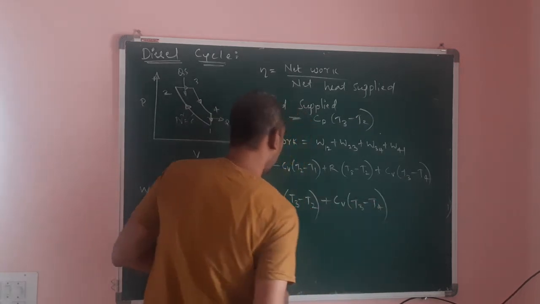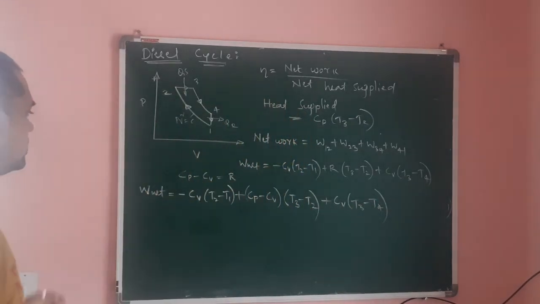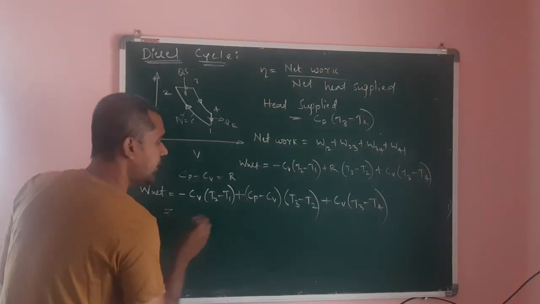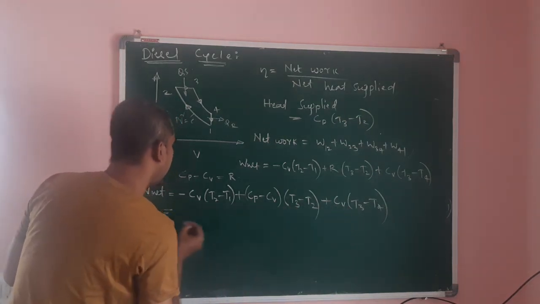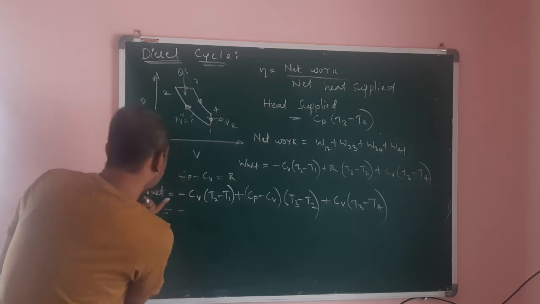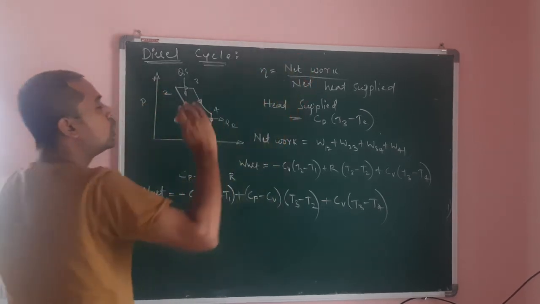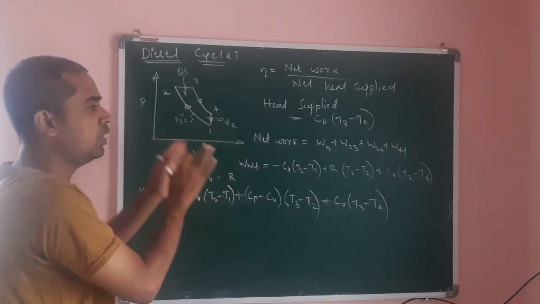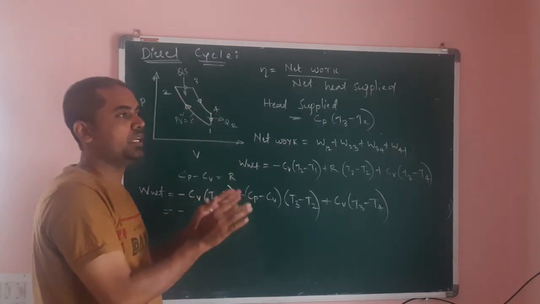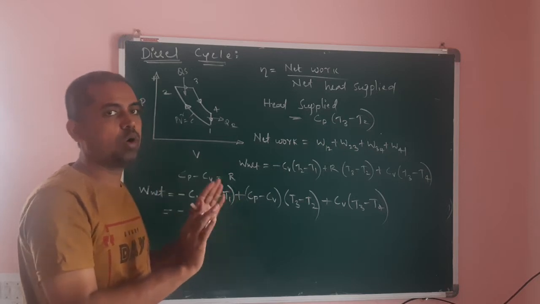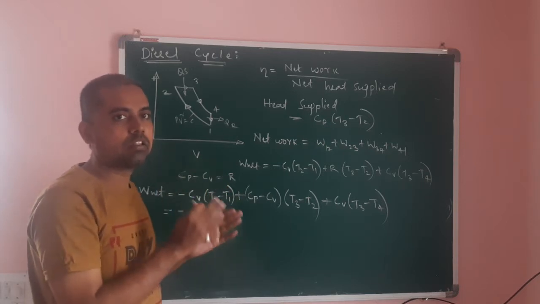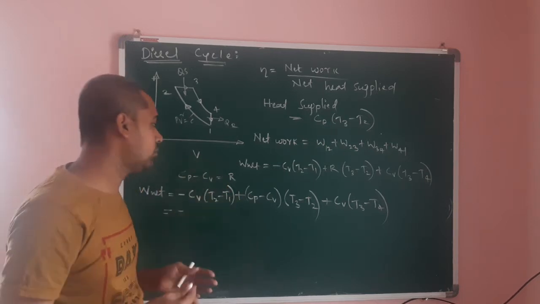What will I write? I will simplify this still more, because there is T3 here, they may cancel. I will substitute this work done and this heat supply in this equation to get the expression for efficiency. We need the expression for efficiency in terms of compression ratio or pressure ratio, because they are the non-dimensional parameters. Based on that we will calculate.